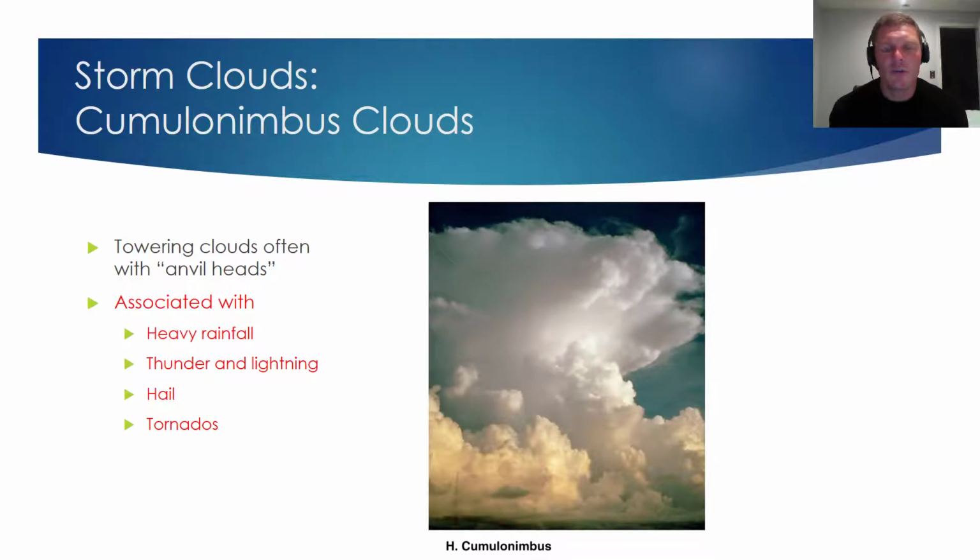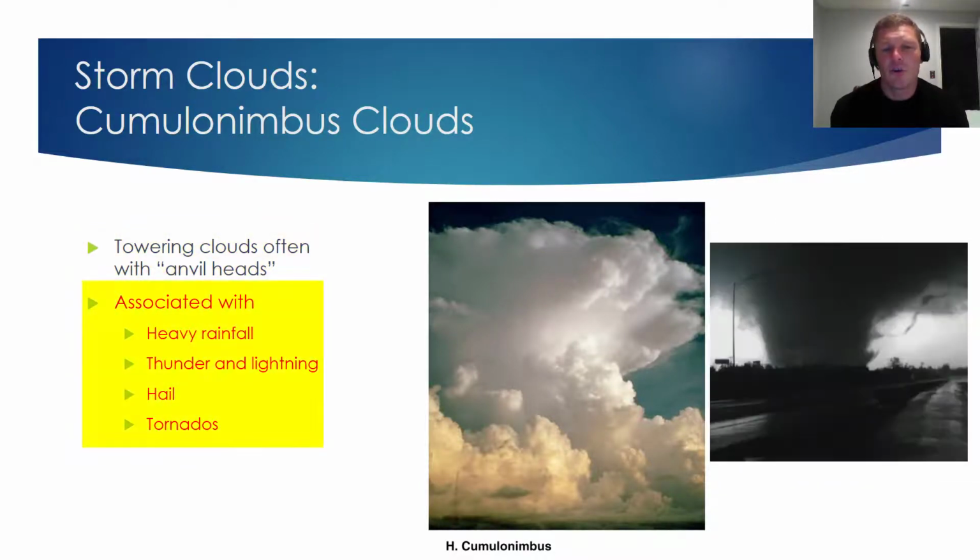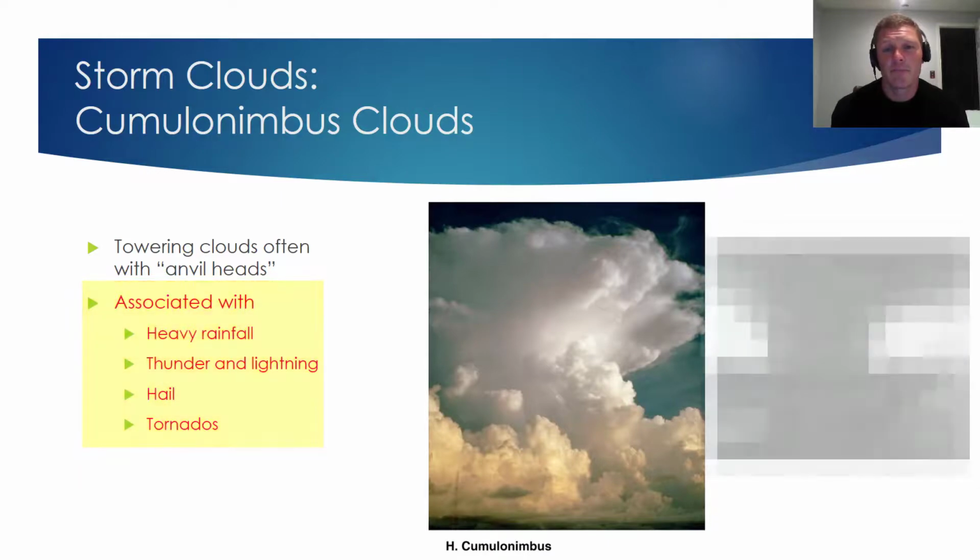And for the final cloud type that we'll consider in this vodcast, let's take a look at cumulonimbus clouds. Cumulonimbus clouds are towering clouds that often have anvil heads. To me, the tops of these clouds can look like a mushroom cloud that you'd see after a nuclear explosion. Cumulonimbus clouds are associated with heavy rainfall, thunder, lightning, hail, and tornadoes. And not to get ahead of ourselves, but in Chapter 14 we'll talk about severe weather, and these clouds here are usually the culprits of that severe weather.